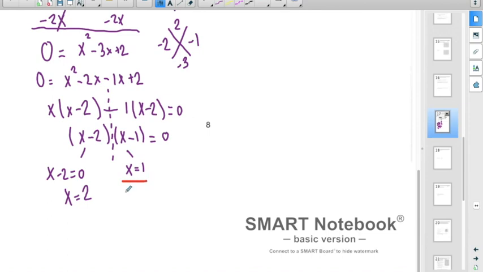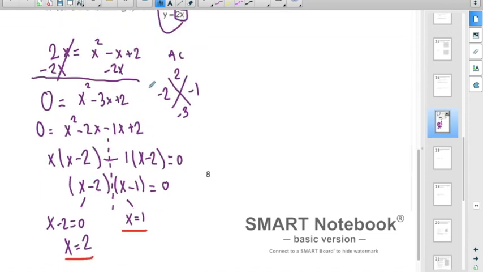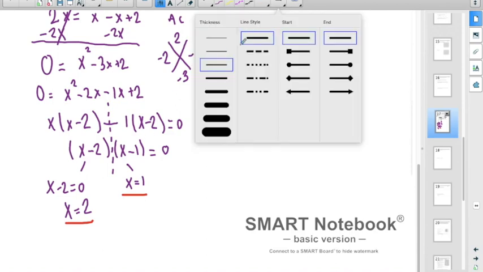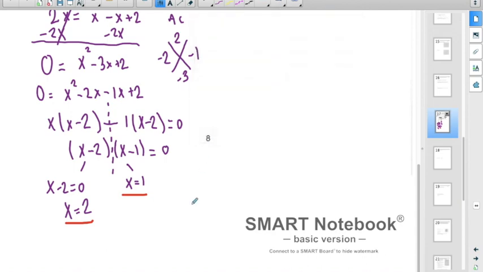Now, think, did we solve the question? Did we solve the system? No, a system has to be coordinate points, right? So I have an x value of 1 and an x value of 2. That doesn't mean I'm done. That just means that my answer is definitely going to be 2 comma blank. What's my y value here? And 1 comma blank. What's my y value here? So I got to solve for these.